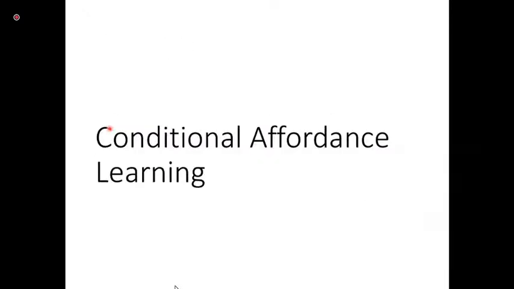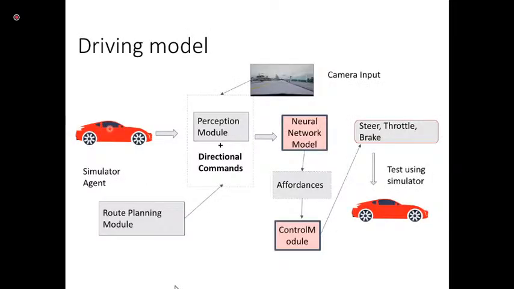Yeah, so let me come to the conditional affordance learning directly. So what does conditional affordance learning do? You have your agent. Now you have this perception module plus these directional commands, like I said, and these directional commands could be coming from a route planning module. A planning module could be giving you the waypoints as to where you want to go.